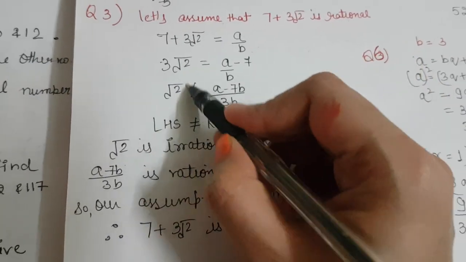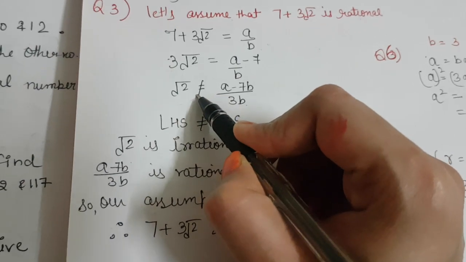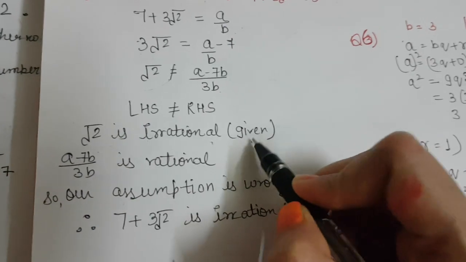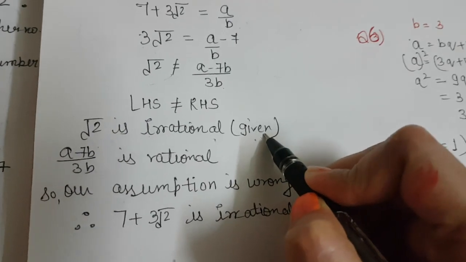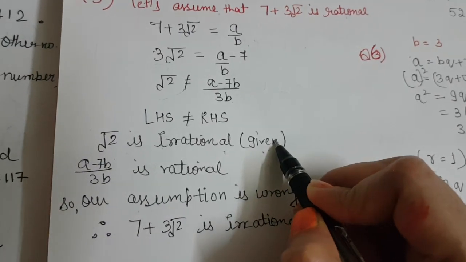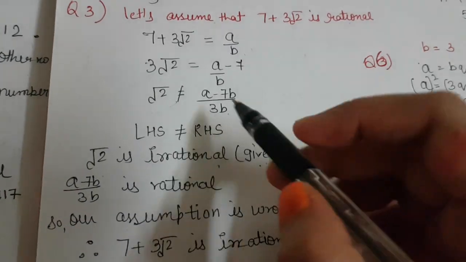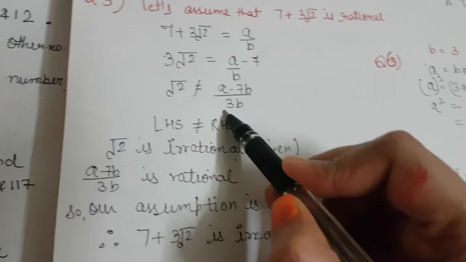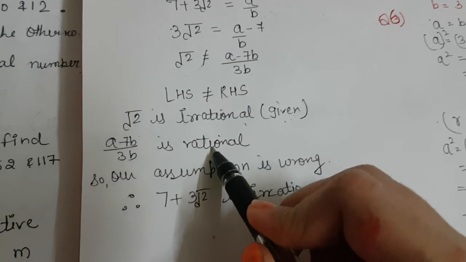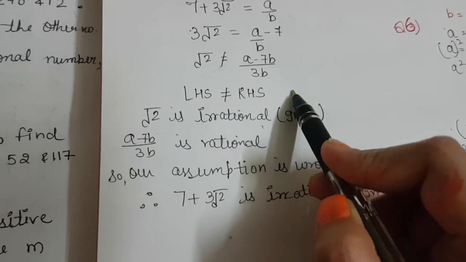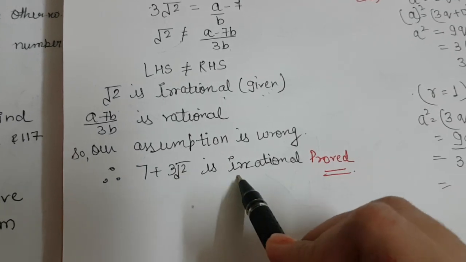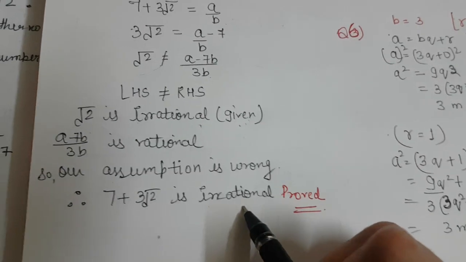So you can see the left hand side of this equation is root 2, and root 2 is irrational. This is given in the question. This you mention here, this is given in the question, or you have proved. If it is not given in the question, then you have to prove it. Fine. And the right side is in the form of p upon q. So you write here this is rational. So LHS is not equal to RHS. So our assumption is wrong. Therefore 7 plus 3 root 2 is irrational, hence proved.